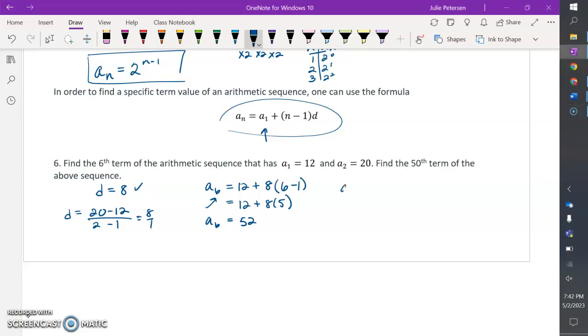All right, last but not least, we're going to find the 50th term using the same process. I could use the first term or the second term, it doesn't matter. I'm just going to stick with the first term. It's going to be 8, and this time instead of 6 minus 1, it's going to be 50 minus 1. And then we'll do the math. So we get 12 plus 8 times 49. 8 times 49 comes out to 392, and then we add 12 to that. So that's going to be 404. All right, so that covers it. That's our 50th term. And so this formula up here is really your friend. It's going to help you find any term in an arithmetic sequence.